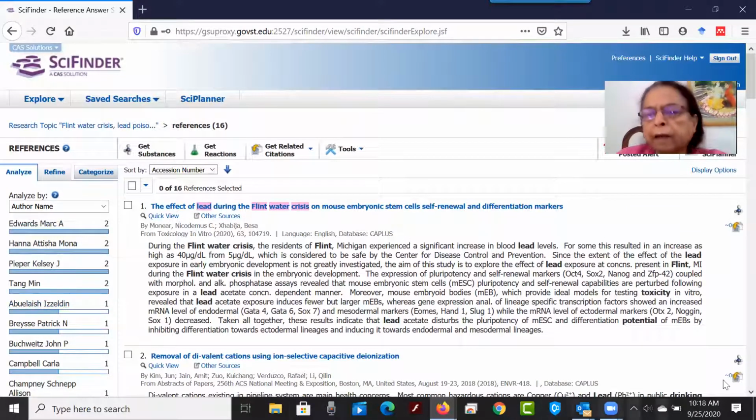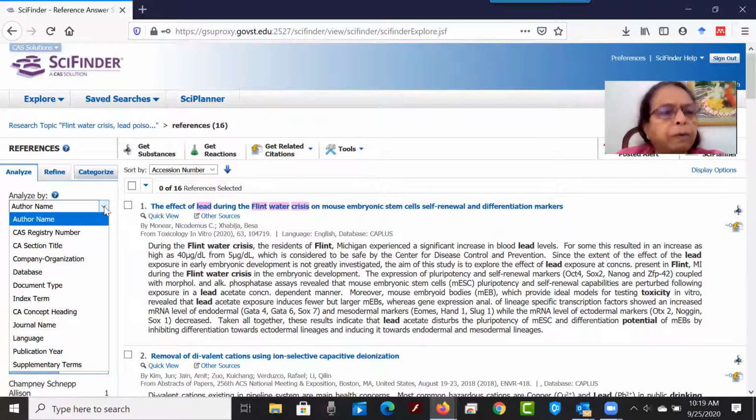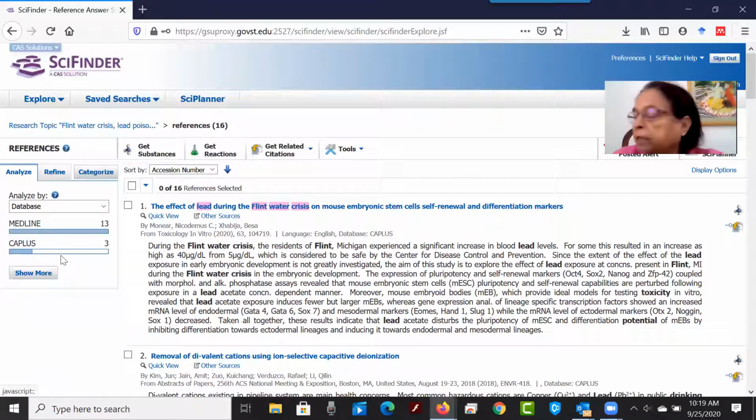once you get something like this, you can analyze, and you can do it by author, or you can do by registry number and database. That is because this database consists of two components, Medline and CA+. Now, CA+ will be the one, the chemical abstracts. You can look at this for our purposes of finding the methods to test for lead in drinking water, okay?